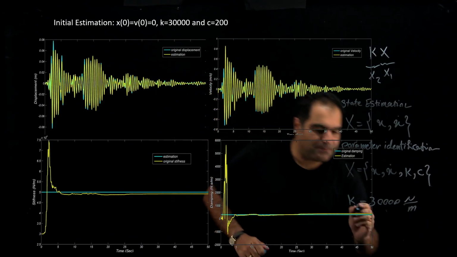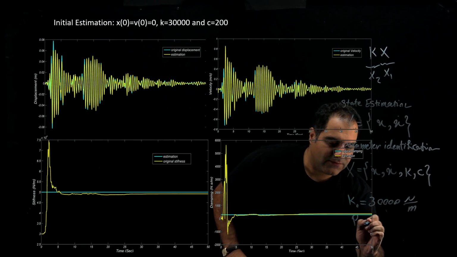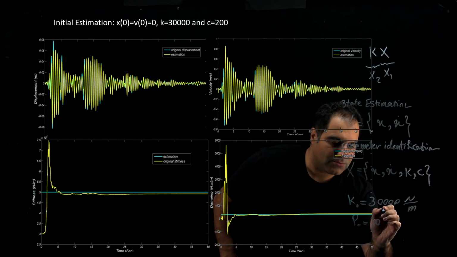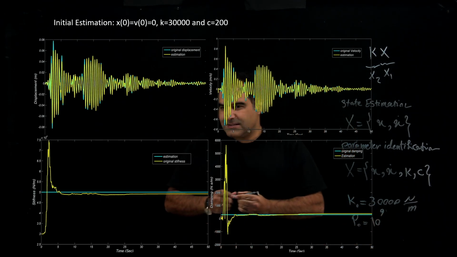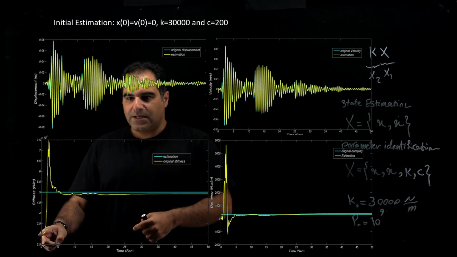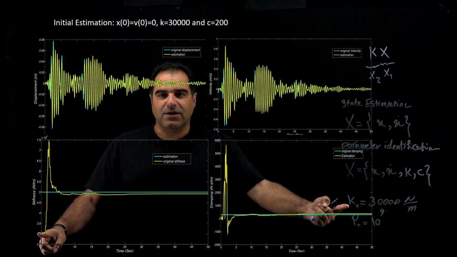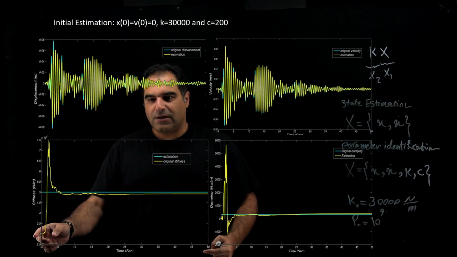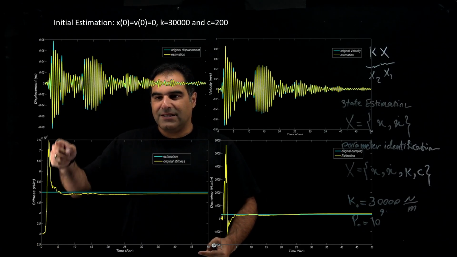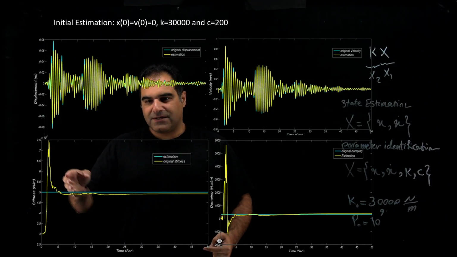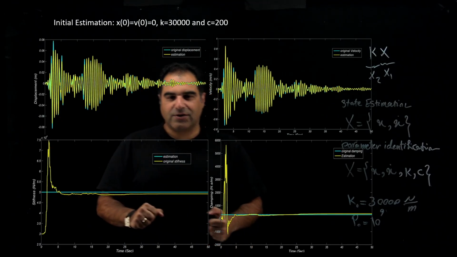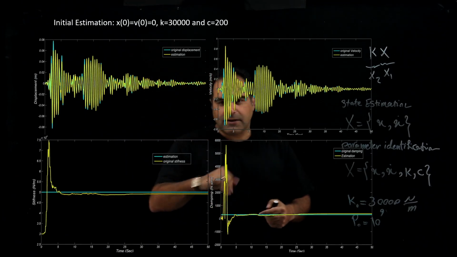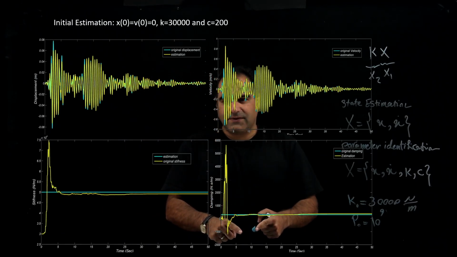And I need to mention the P0 as well. For this case, I assume my P is 10 to the power 9, for example. That is the reason at the beginning of the algorithm here, the mean of the initial value is 30,000. But in the first initial iterations, you see such a big jump, and after some time the filter catches the ground truth and gets stable. You see here, and such a thing happens for the damping value as well.